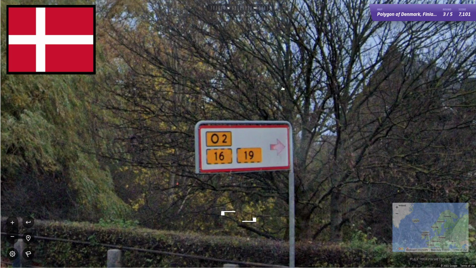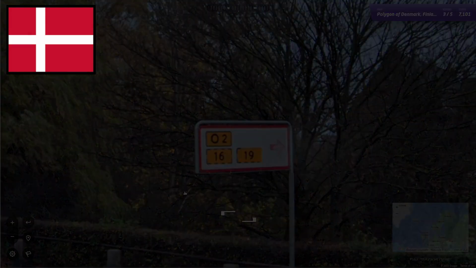These can be seen in the biggest cities in Denmark. The roads which have O and a number. This is clearly O, not a zero. These are the ring roads or beltways that go around those cities.